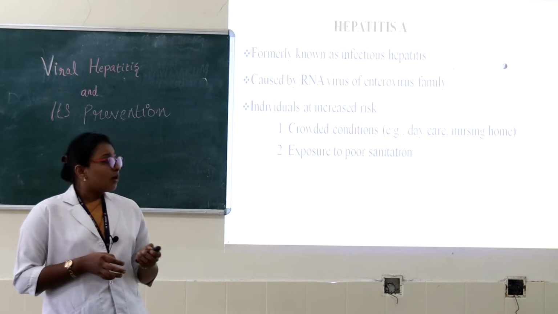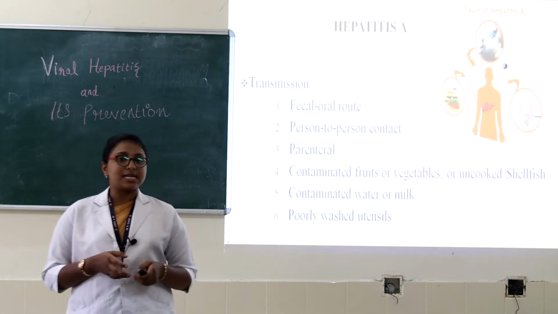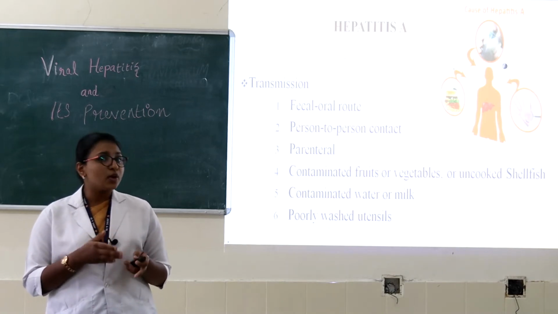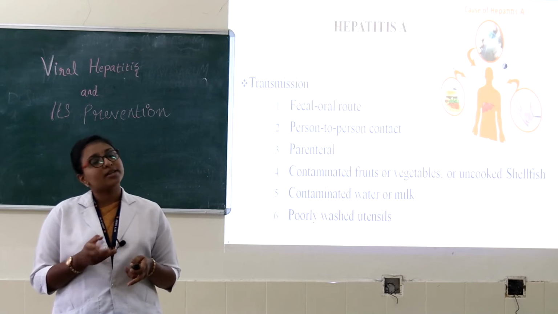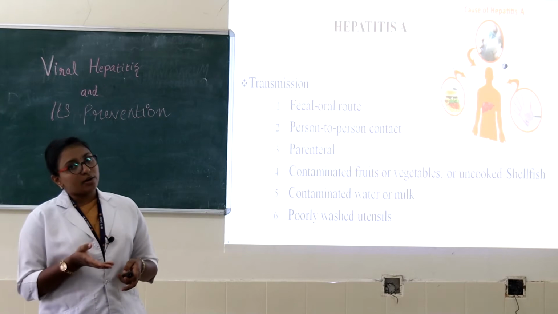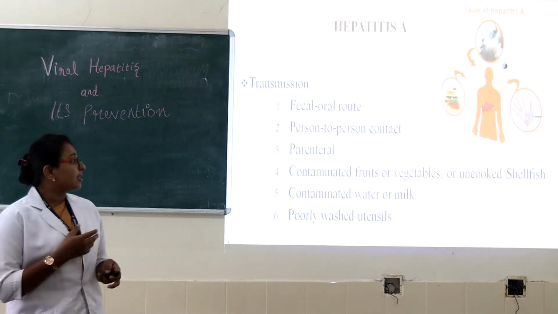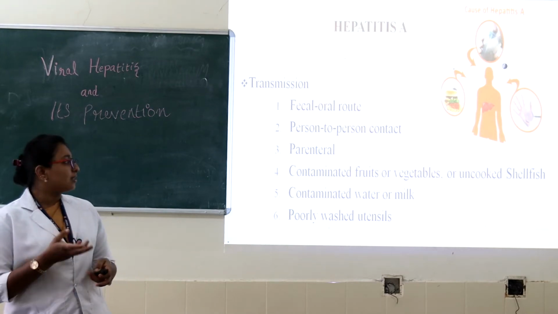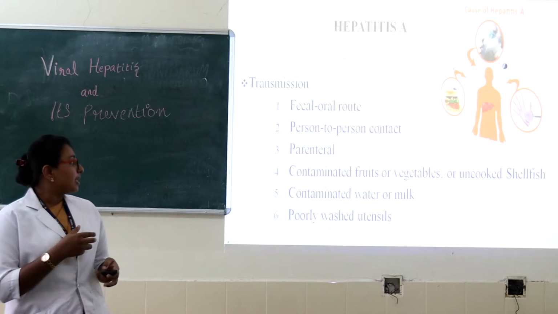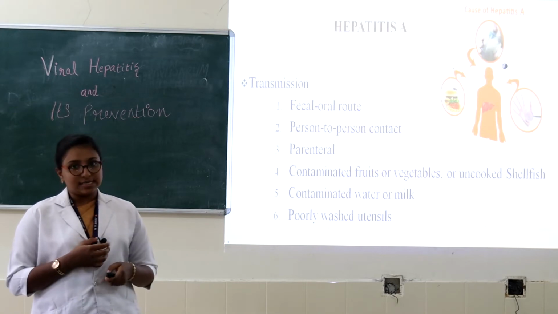And we can see how this hepatitis is transmitted. I already told you that hepatitis A and E are transmitted by the fecal-oral route or through contaminated water and food items. So hepatitis A is transmitted mainly by the fecal-oral route, then person to person, then the parenteral route, and through contaminated vegetables, uncooked shellfish and meats, contaminated water or milk, and poorly washed utensils.